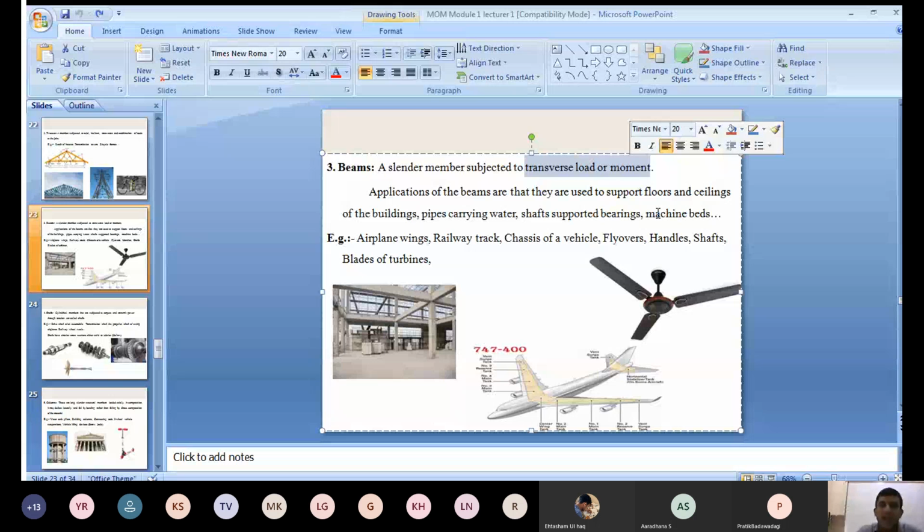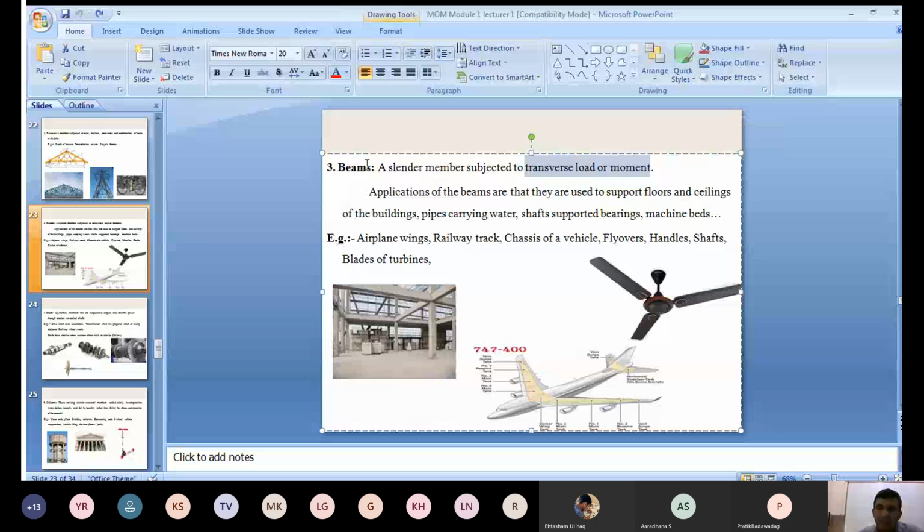Take the handle of the Almirah doors, handle of the doors, you can apply a moment, right? So a slender member subject to either a transverse load or moments, then those members are called beams.